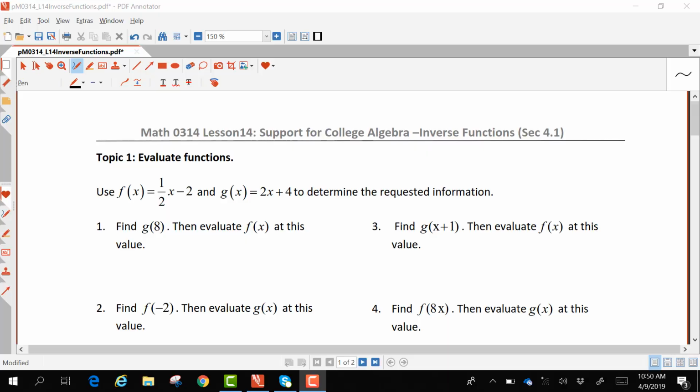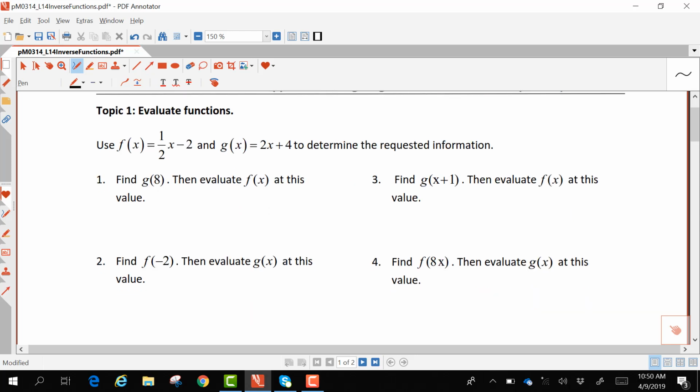Welcome, students, to today's lesson in support of inverse functions. In topic 1, we're talking mostly about function notation. I'm going to work number 3.